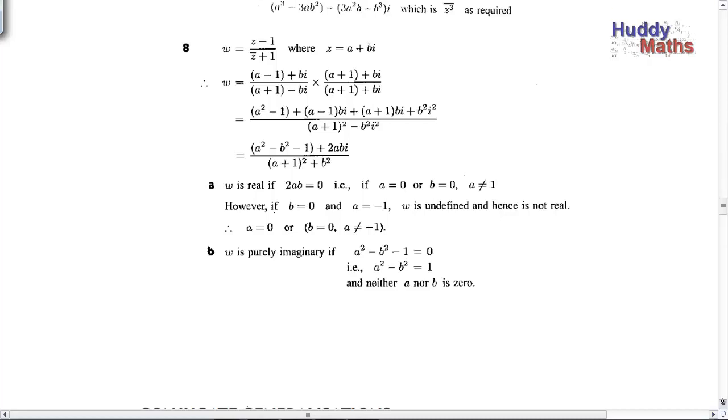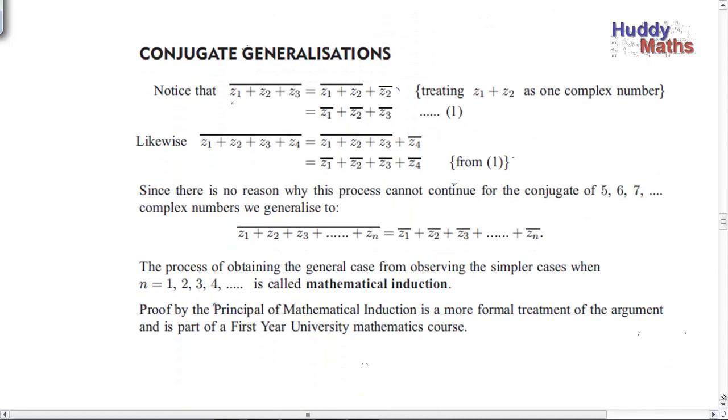How are you going? Getting the hang of it? Some of it's fairly tricky, but you've just got to watch yourself. Now, conjugate generalizations. What does generalization mean? It means to extend it for all n. That symbol means for all n. In other words, can you keep it going? We said that in this first one here, that the conjugate of a sum of two complex numbers, oops, it's not the conjugate of a conjugate there, so let's do that again, z1 plus z2, you could do it to each part.